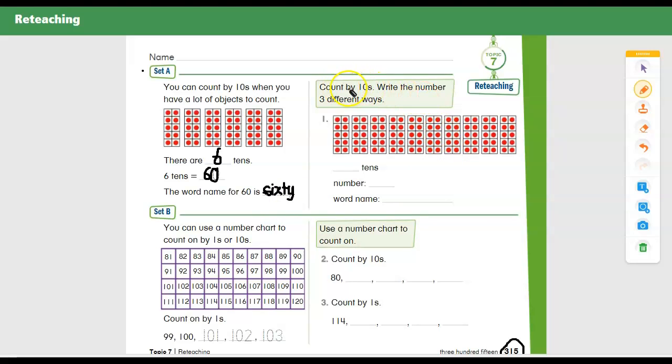Number 1 says, count by tens. Write the number 3 different ways. The 3 different ways are just like how we did in our example. It wants you to write how many tens there are, the number, and the word name. For the first blank, it wants you to go through and count how many tens frames there are. This here is 1 tens. Count how many there are and write that number in the blank.